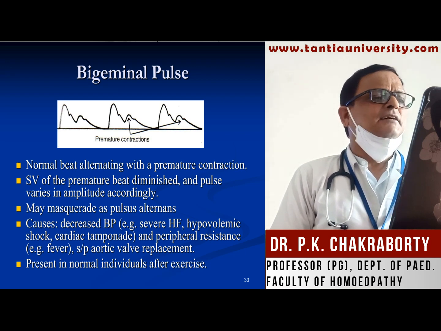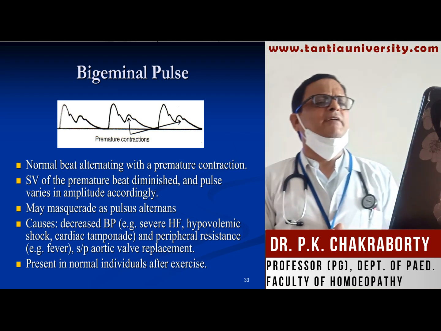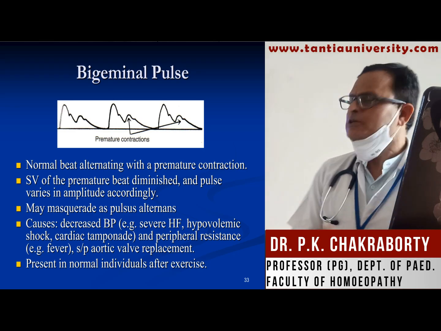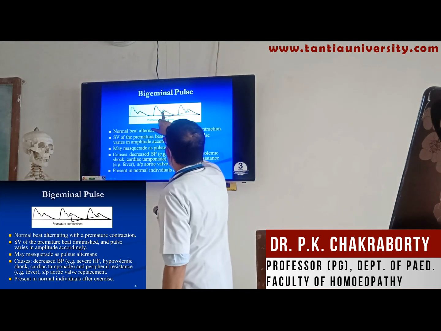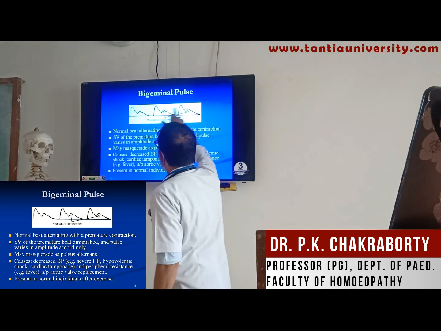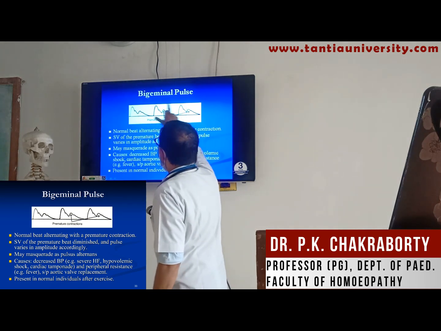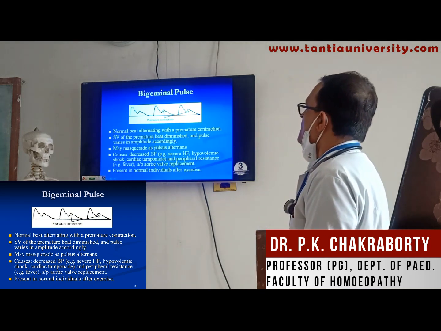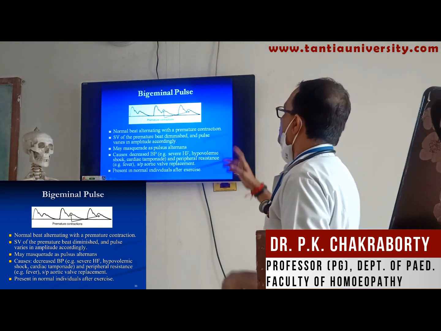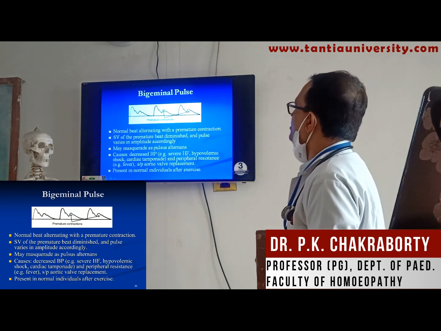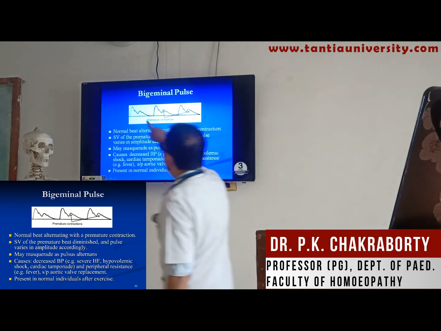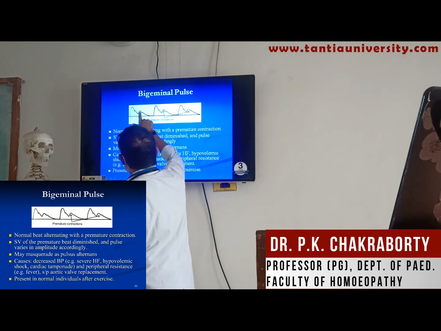Bigeminal pulse, there is a normal beat alternating with a premature contraction. A contraction is coming up which is very premature. This premature contraction is coming up, and that is known as bigeminal pulse. This premature beat is due to the stroke volume decrease. The diminished stroke volume is happening. How much stroke volume is there? Here it is comparatively very less.